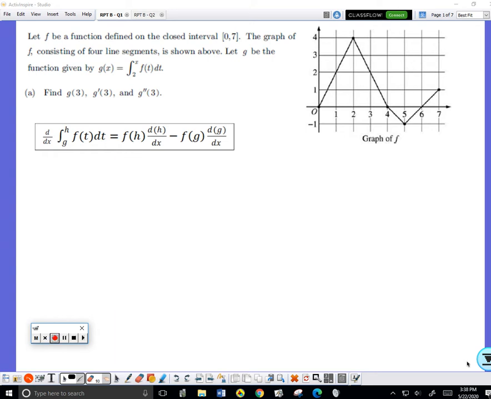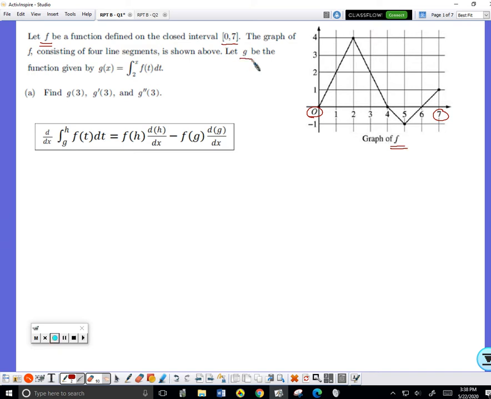Okay, let f be the function defined on the closed interval 0 to 7. So I always read slow and careful. So here's x equal 0 to x equals 7. So that makes sense. The graph is f. This is f. Good. Consisting of 4 line segments.